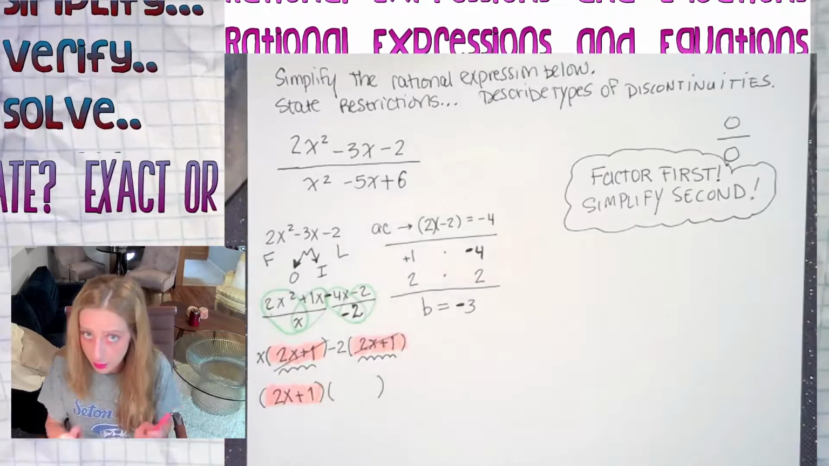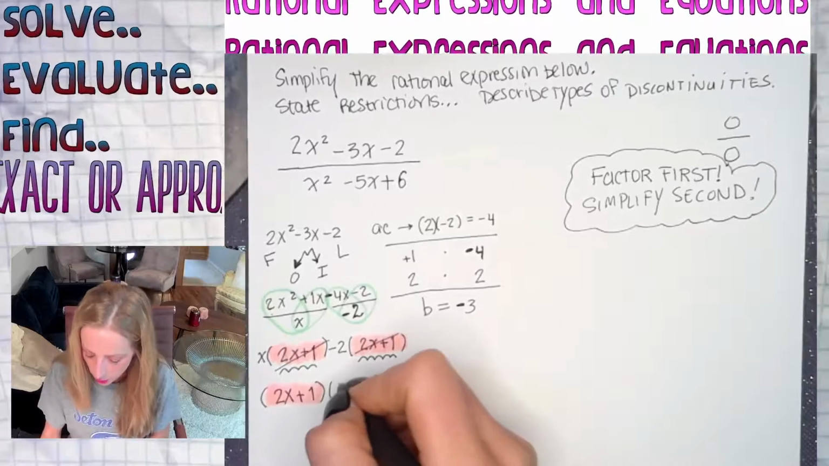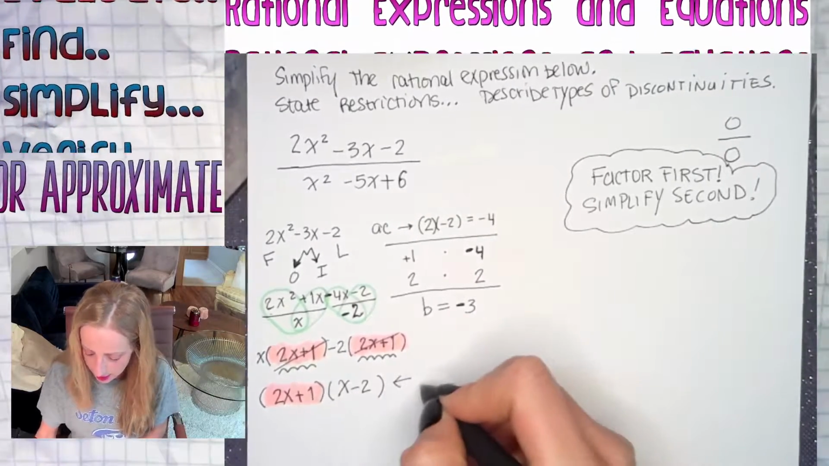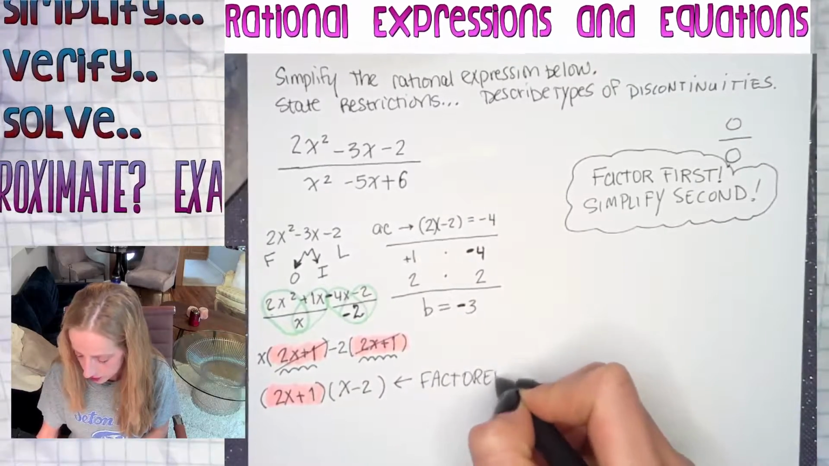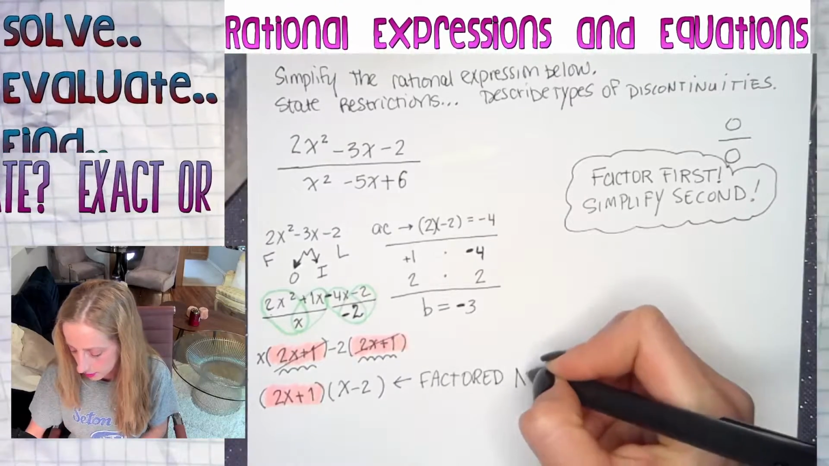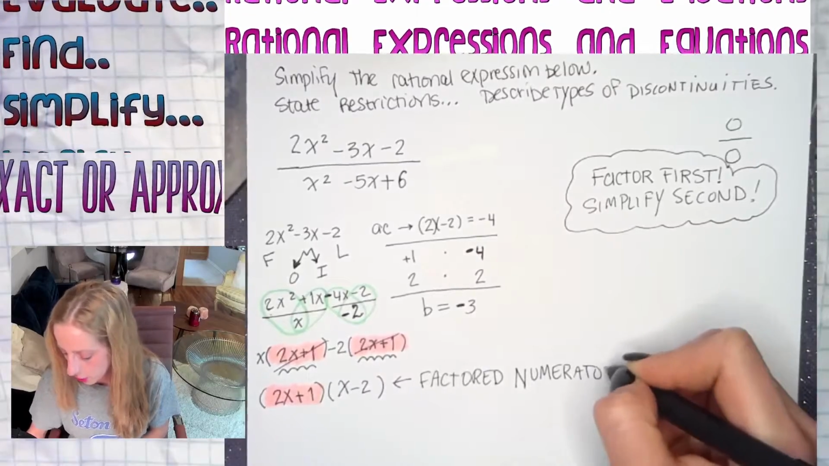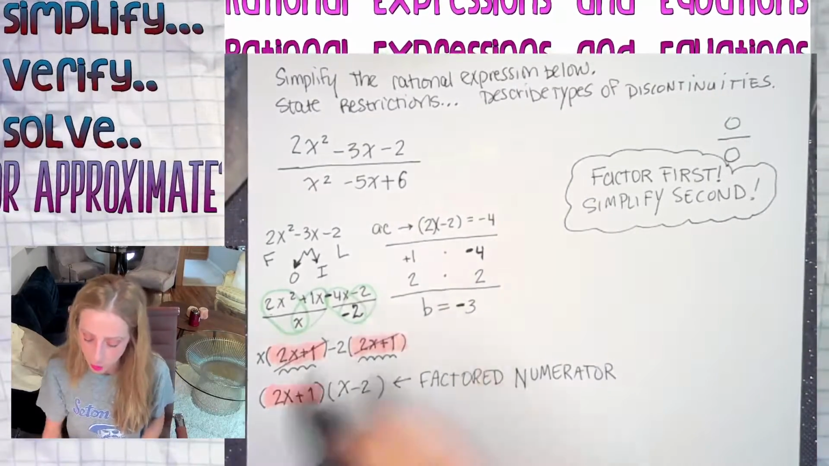We reduced it from everybody, kind of like the underline, put 2x plus 1 under, pretzel it, right? What's left? X minus 2. So this right there is my factored. What's the top of a fraction called? Numerator. Thank you. That's my factored numerator. Now the denominator should be a little easier, like I said, because the a is 1.